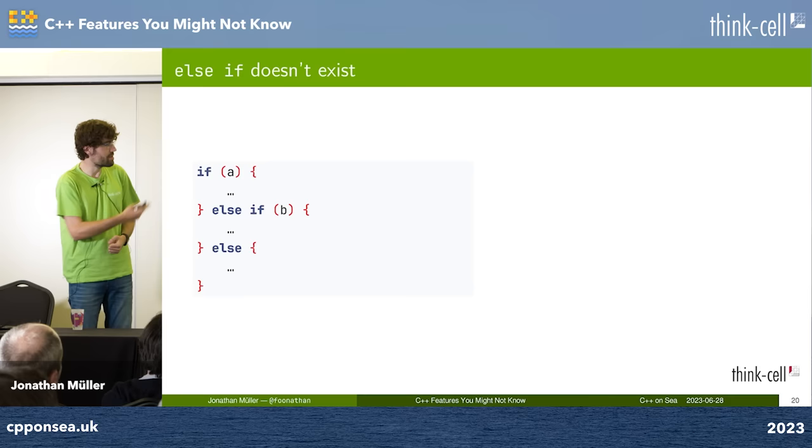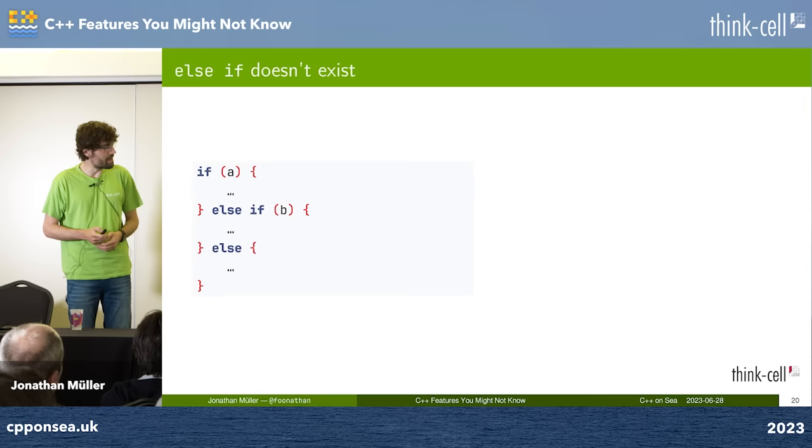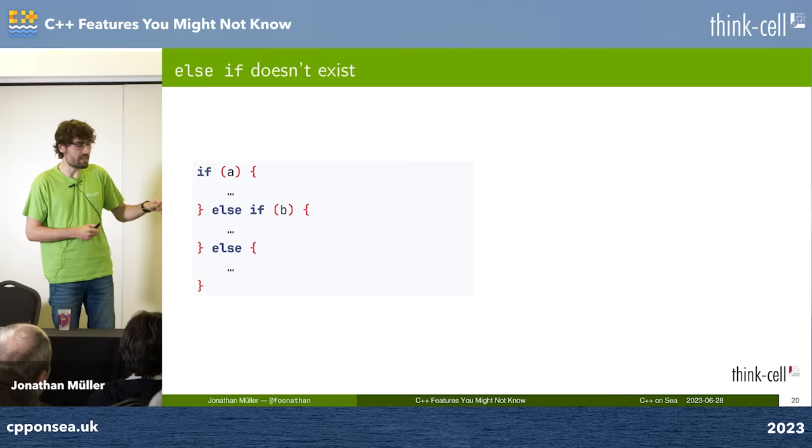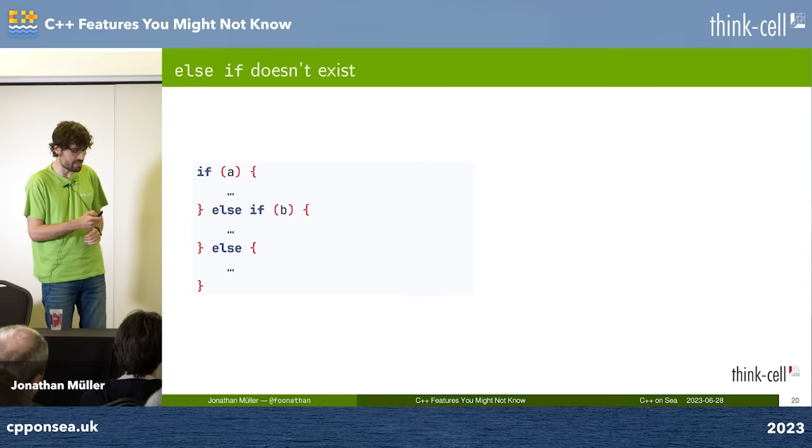But you can write else if. So what's actually happening in this? It compiles. Like this is valid C++. Well, the else and the if in there are two separate things. So we've got an else that contains a single statement, which is another if else. So this is equivalent to that. You have an if else, and then the else block is another if else.